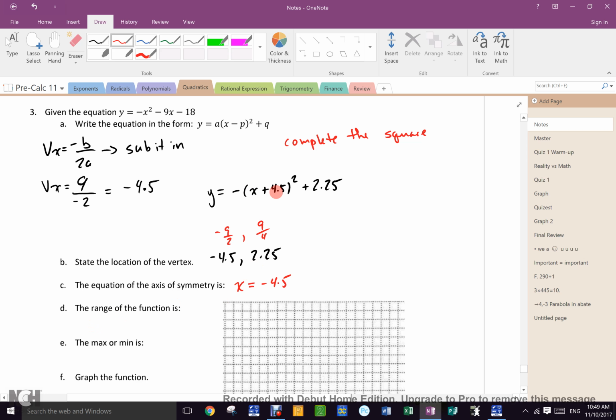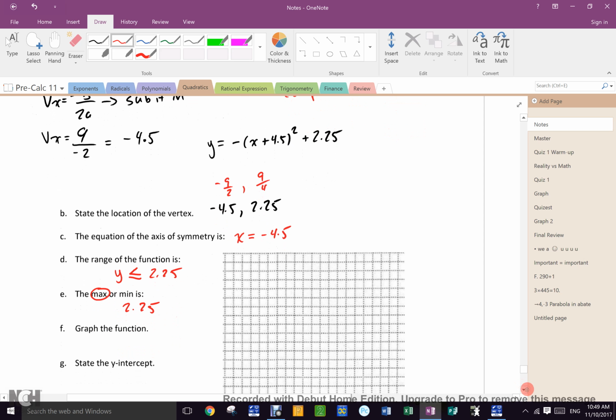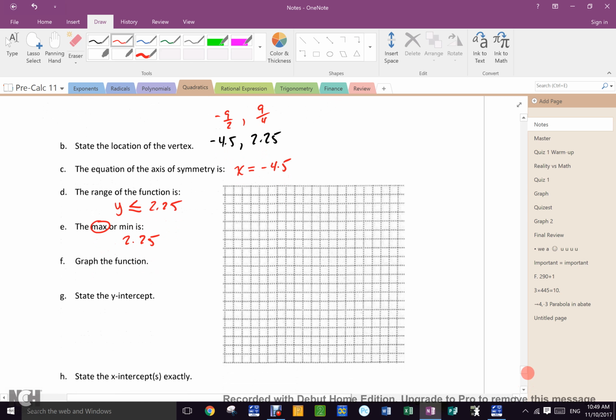The range, since it's negative, the y must be less than or equal to what? 2.25. That's a max at 2.25 when you graph it. Now, graphing these is tricky. I like to graph these with an appropriate scale. So I would go 1, 2, 3, 4, and that would be 1. Picking up what I'm putting down? You don't have to do it this way. That's just the way I would do it.